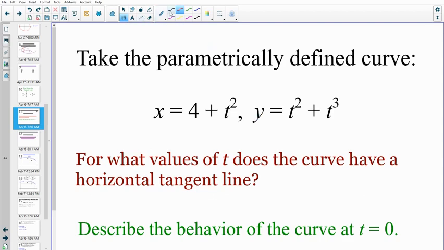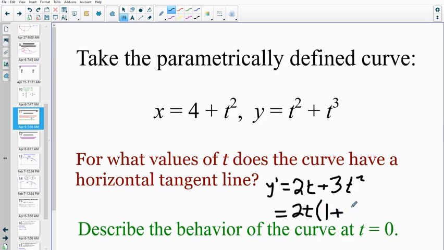If I have a horizontal tangent line, if there's no vertical motion, that means dy/dt would be equal to 0. So if I write that down, dy/dt, I'll call it y prime, is going to be 2t plus 3t squared. And if I want to find where that is equal to 0, it might be helpful to have it in factored form. Let's pull a 2t out of there, and I'll be left with 1 plus 3t. And so if t is equal to 0, there will be a horizontal tangent line. Or when t is equal to, I guess, negative 1/3. Those will be the spots where we have a horizontal tangent line.